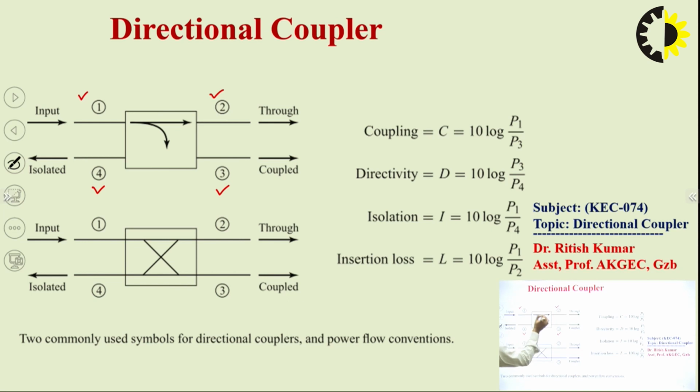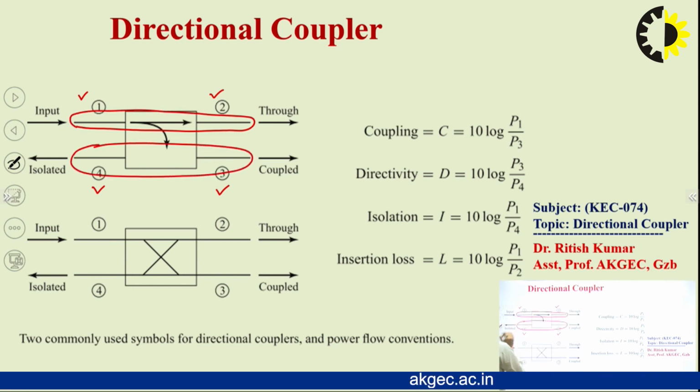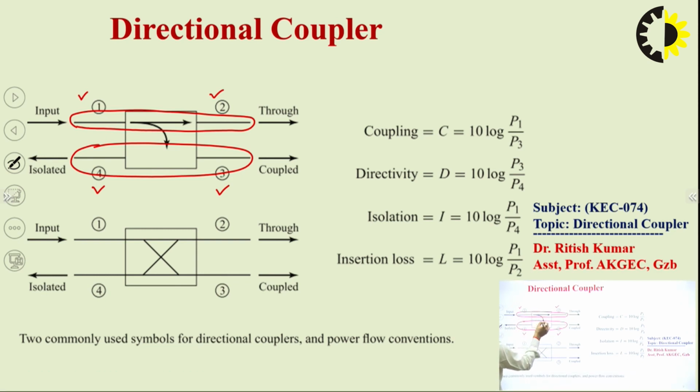This one is a primary waveguide and this one is known as the secondary waveguide. The coupling always happens from the first waveguide to the second, that is primary to secondary, and this is the direct path from port number 1 to port number 2. The coupling will always be in the secondary waveguide, so this one is the coupled port.